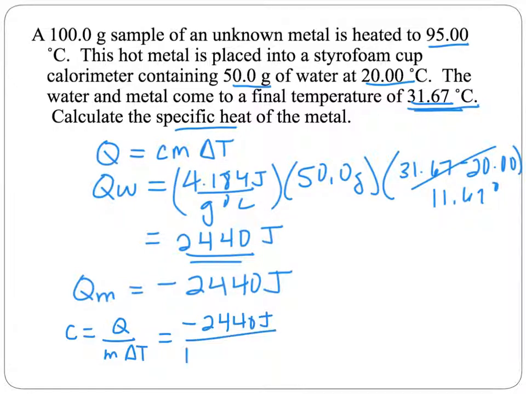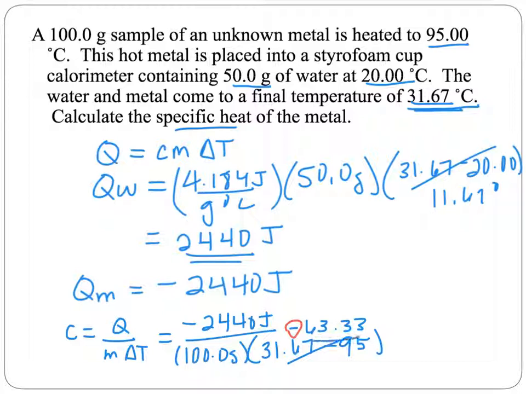The mass of our metal is 100 grams. And then the temperature change of the metal will be different than the water. It ends up at 31.67 degrees, but it starts out at 95 degrees. So the temperature change for the metal would be a negative 63.33 degrees. And remember, this negative sign really is more a function in these equations of which direction the heat moved. But you'll see we have two negatives, so we're going to end up with a positive answer.